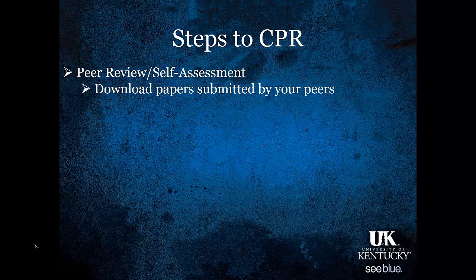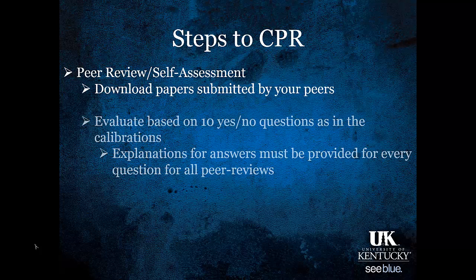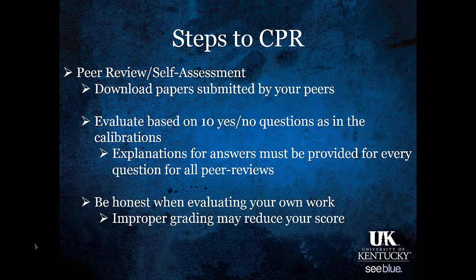Again, after you do the calibrations, you go on to the peer review and self-assessment. You'll be downloading papers at this point, so the peer review and the self-assessment will require you to download PDF documents from your peers. And again, you'll evaluate each of those papers using the same 10 yes or no questions. Again, we ask that you put explanations down. And then when it comes to the self-assessment, you want to make sure that you're honest when you evaluate your own work, because improper grading, not only at this stage, but also during the peer review, may reduce your score.